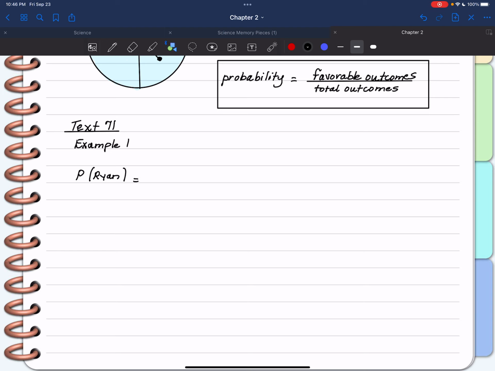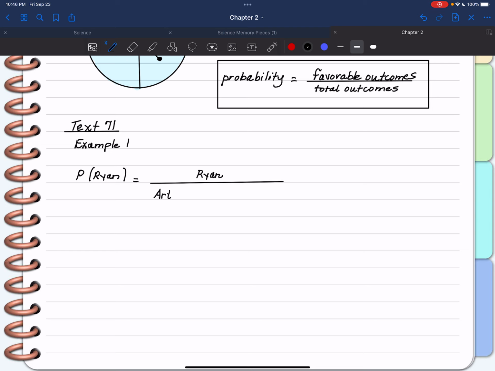So let's use our formula. Probability is the number of favorable outcomes. How many times is Ryan going to put his name in the box? Just one. There's only one Ryan, and each person is putting one slip in. So one Ryan over the total.